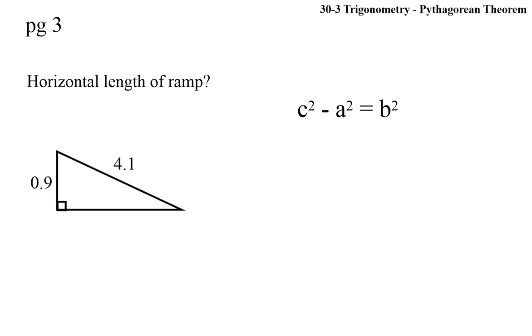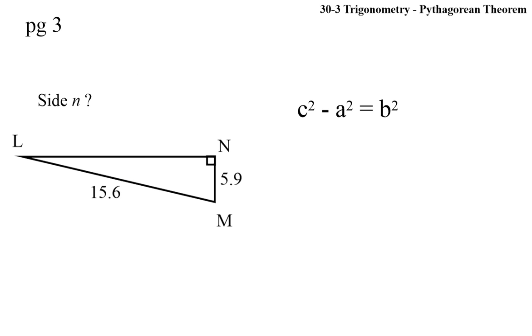Give the second one a try. Sorry, it's the same one. There we go. Give this second one a try. Side N. We want to know what side N is. Well, this is not a good diagram at all. Oh, yes, it is, but I've labeled it wrong. Sorry about that, because it asks for side N.